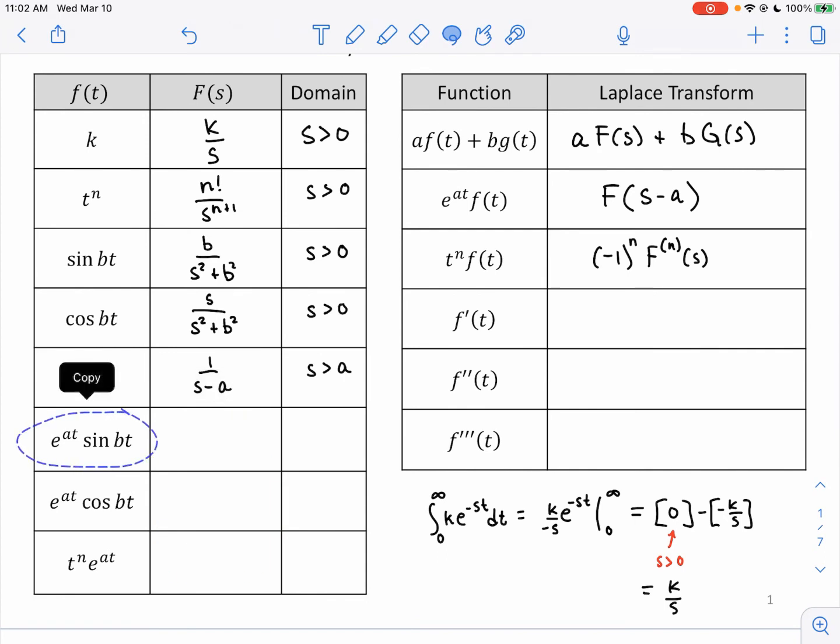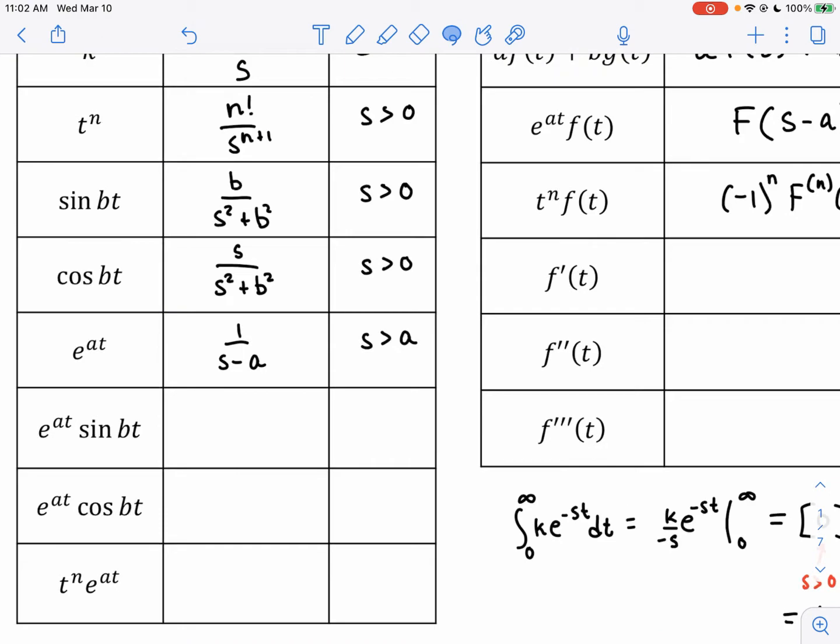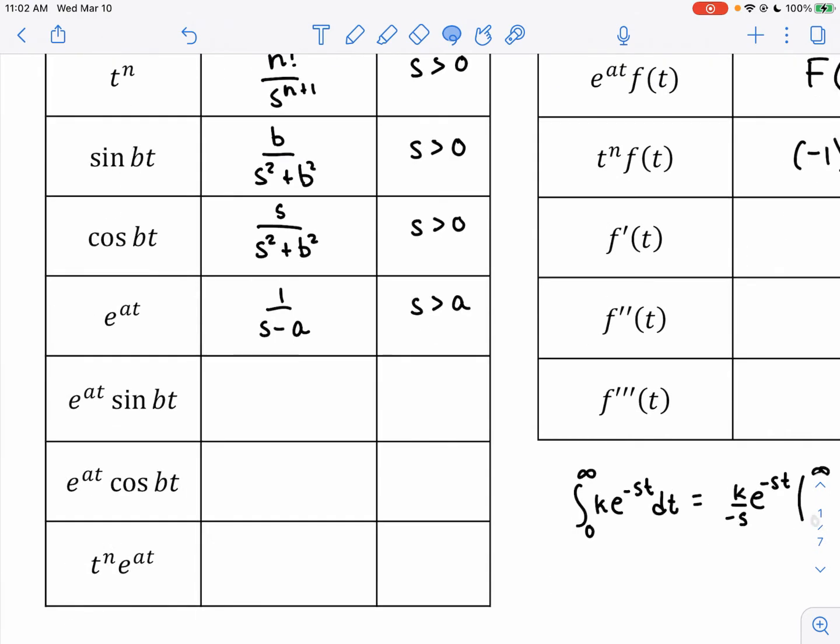because we have e to the at times sine bt. So if I wanted to do the Laplace transform of e to the at times sine bt, I just have to do the Laplace transform for sine bt, which is up here in our table, but evaluate it at s minus a. So in other words, we're going to get the b up top, and then divided by s minus a squared plus b squared.